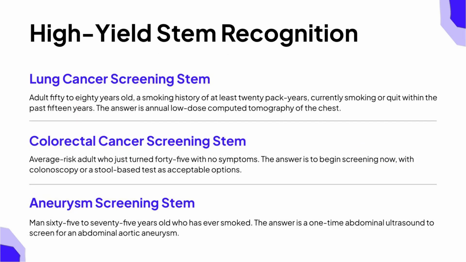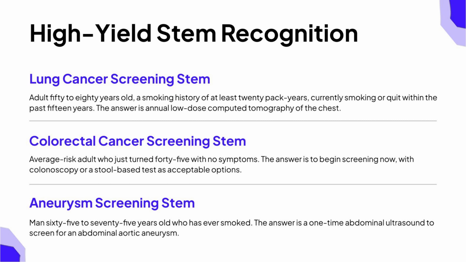Let us look at 3 high-yield stems you will see again and again. The lung cancer screening stem describes an adult 50 to 80 years old, with at least a 20-pack-year history, who currently smokes or quit within the past 15 years. The answer is annual low-dose computed tomography of the chest.